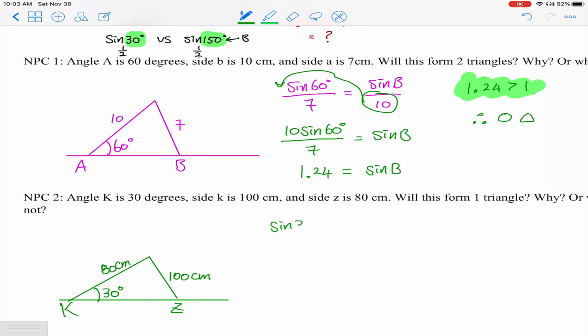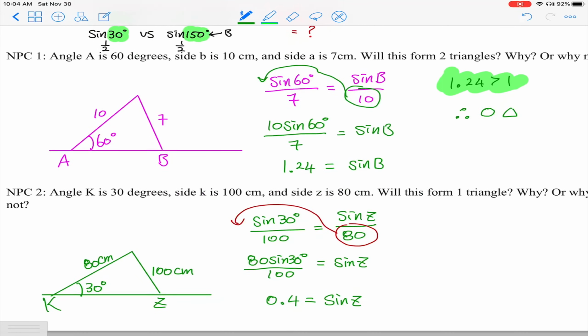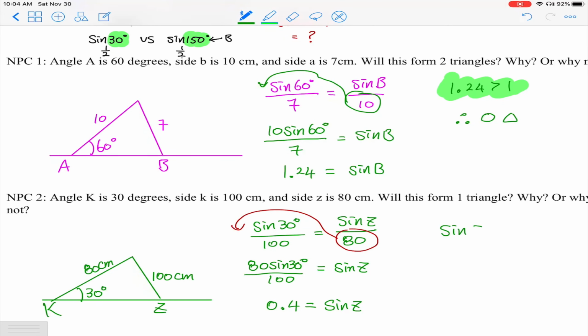So sine 30 degrees over 100 equals sine Z over 80. Again, you're just trying to figure out what the ratio for the sine Z is. So I multiply this 80 to the other side: 80 sine 30 degrees over 100. The sine Z equals, then you get 0.4. So then you may say, oh, so sine Z is in between 1 and 0, therefore two triangles. You have to be very careful with this.